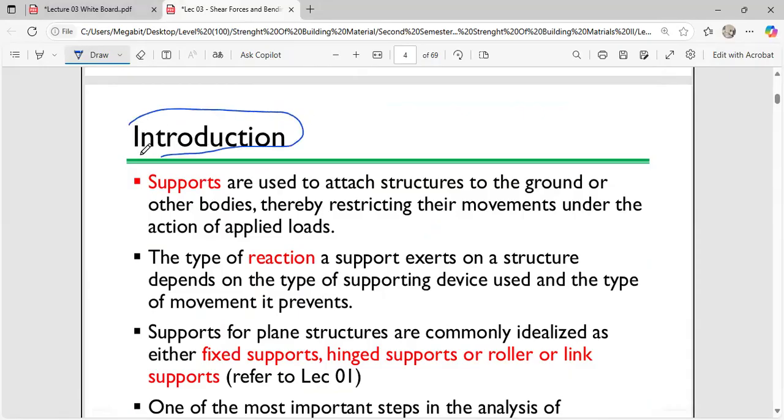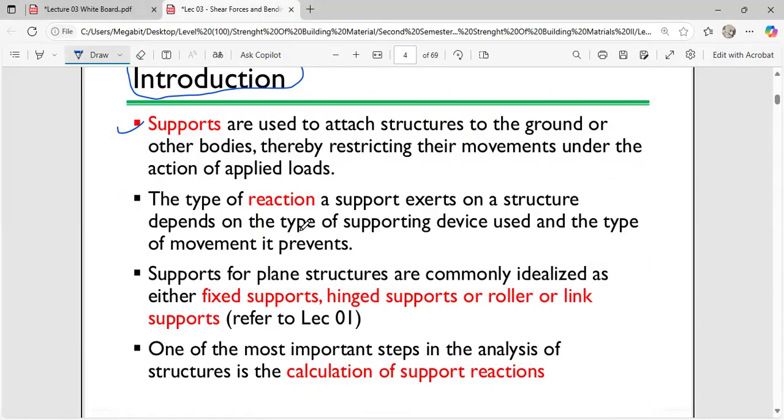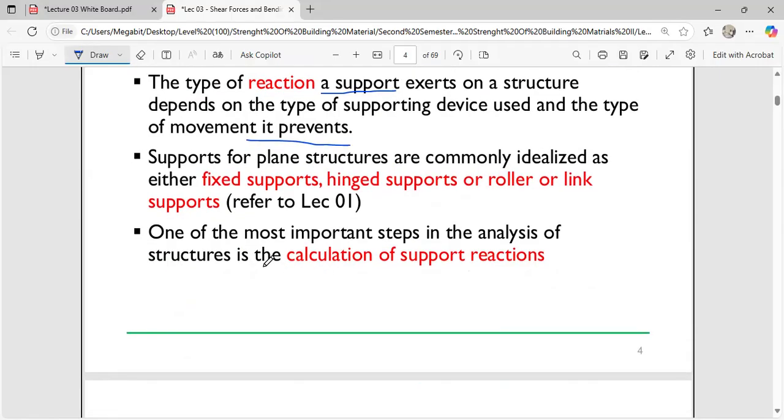Under the introduction, we are supposed to know that supports are used to attach structures to the ground or other bodies, thereby restricting their movement under the action of applied load. The type of reaction a support exerts on a structure depends on the type of supporting device used and the type of movement it prevents.